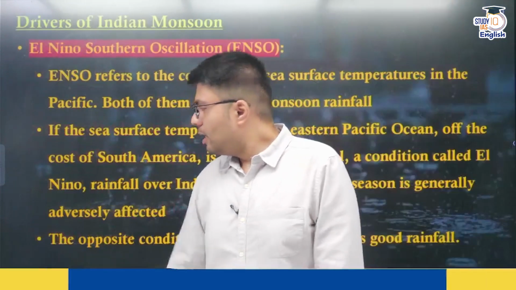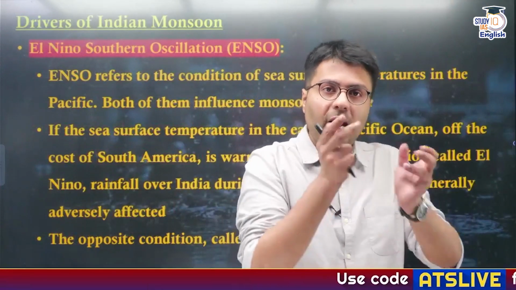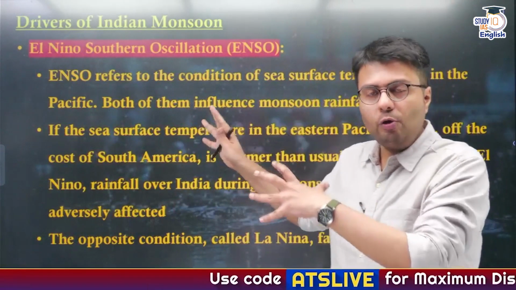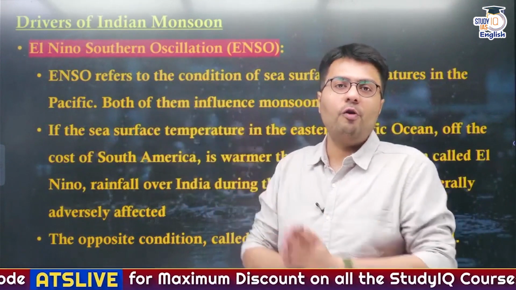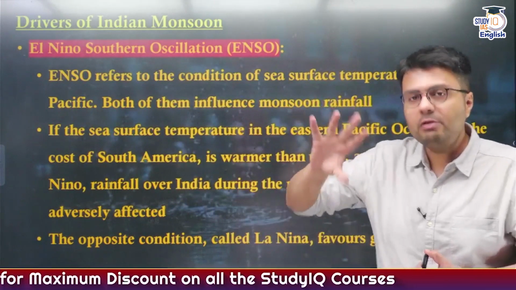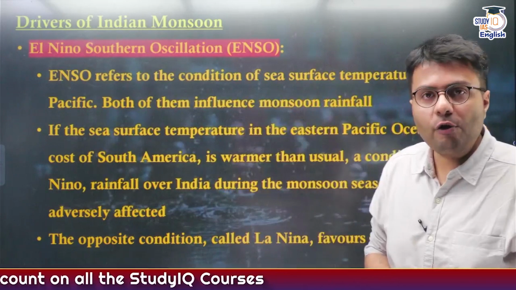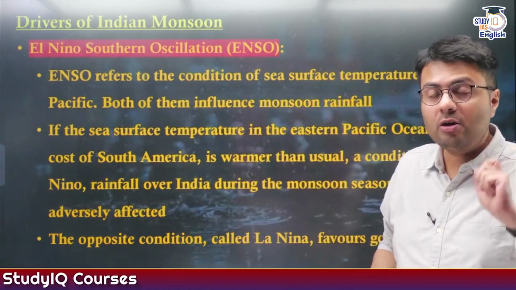Okay. Now, let us quickly understand the drivers of Indian monsoon, because I told you in the context, right? Because the drivers are favorable, that is why India's rainfall will be above normal. Now, first driver that determines the levels of rainfall in India is known as El Nino Southern Oscillation.